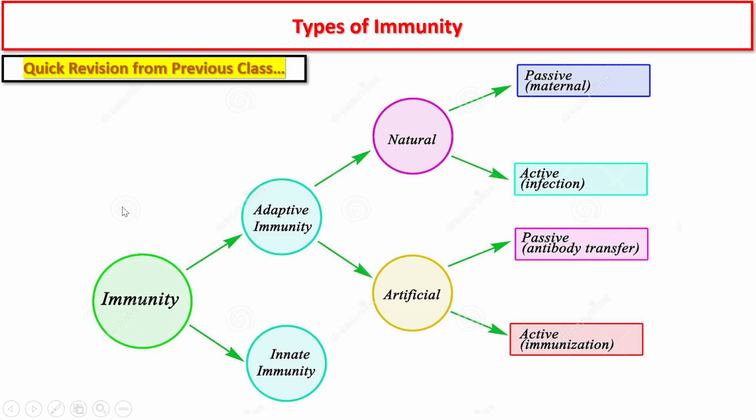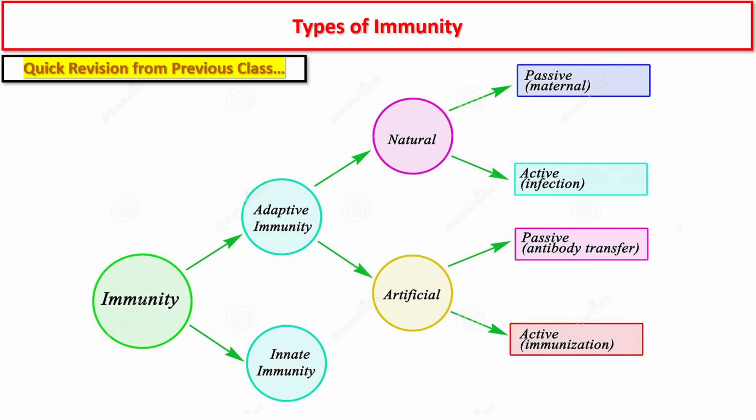And let's take a quick revision from the last class. Last Saturday, very few people were there, so I would like to take a short revision of that session, like what we studied in week 1. We studied the types of immunity. Immunity is of two types, adaptive and innate immunity. You all must be aware of these basic terms, innate and adaptive immunity.